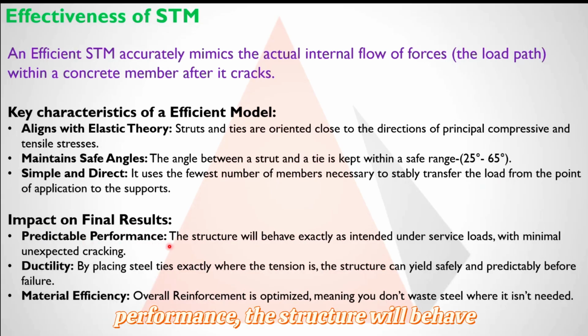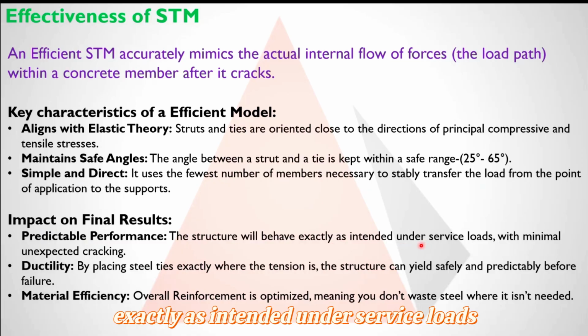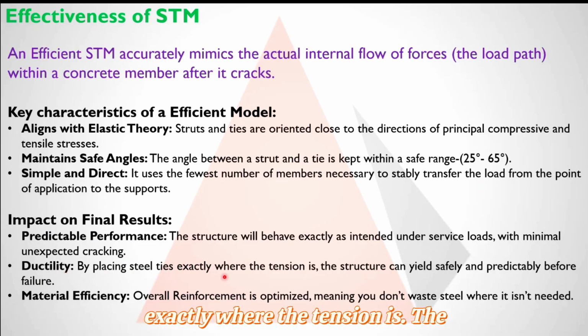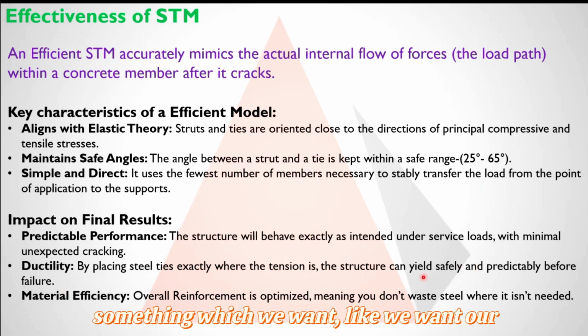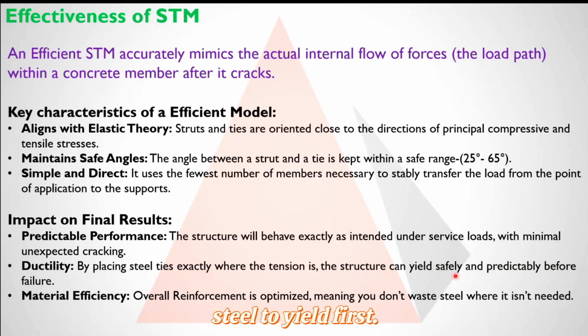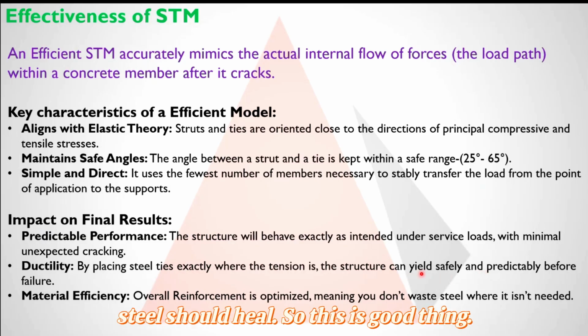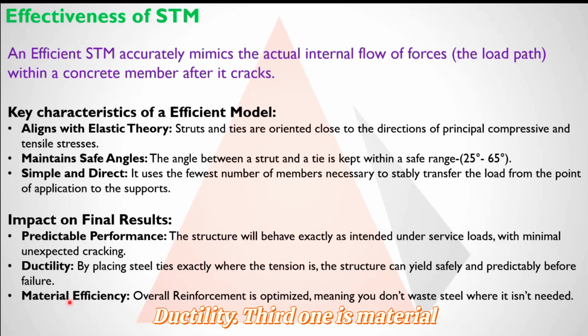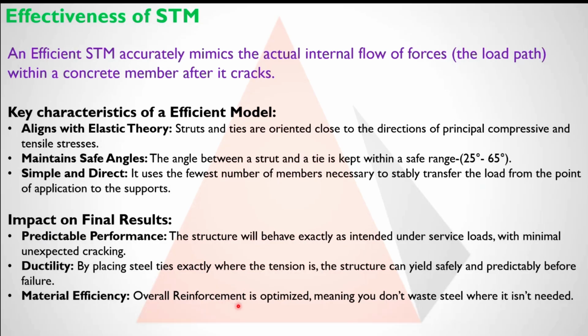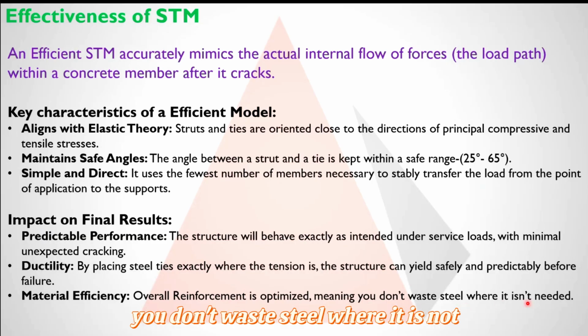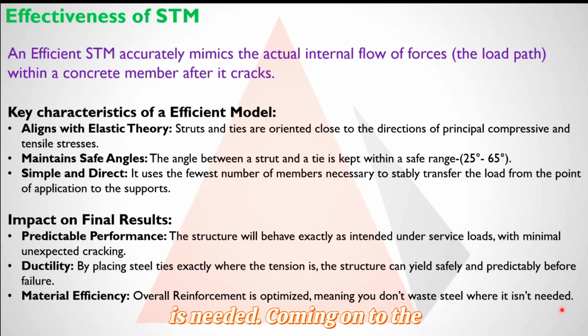What impacts does it give on the final results? First, predictable performance. The structure will behave exactly as intended under service loads with minimal unexpected cracking. Second, ductility. By placing steel ties exactly where the tension is, the structure can yield safely and predictably before failure. This is something we want: we want our steel to yield first, before the strut failure of the concrete. So ductility is a good thing. The third one is material efficiency. Overall reinforcement is optimized. One of the best advantages is that the reinforcement we get from STM analysis is optimized, meaning you don't waste steel where it is not needed. We only provide steel wherever it is needed.